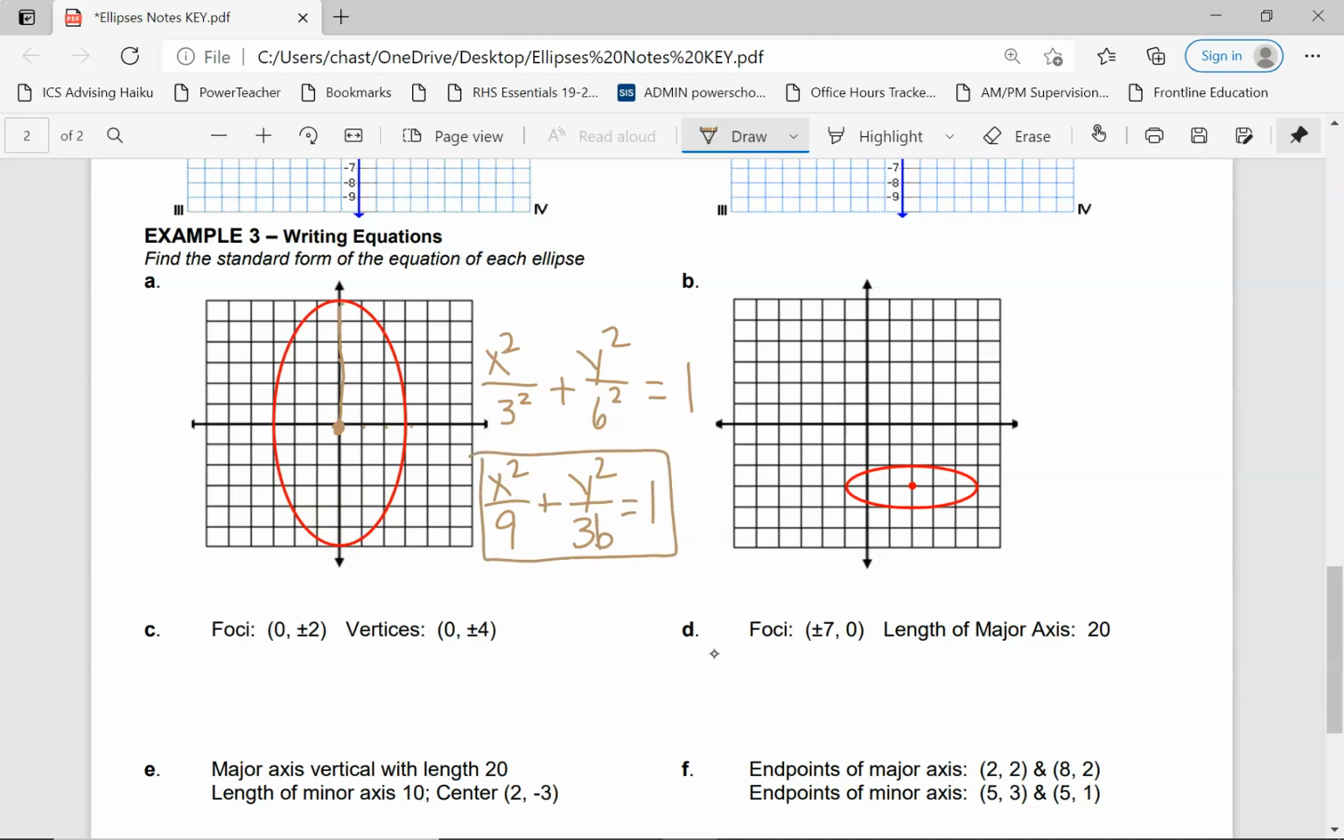For the next one, I have a center not at the origin. So I'm going to start it off like this. And my center is at 2, -3. So since x is positive 2, I write x minus 2. And then we had -3, so I'd have y plus 3.